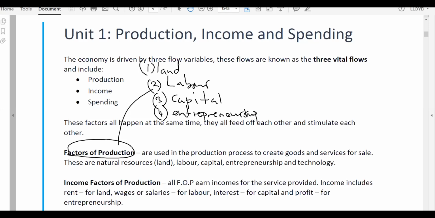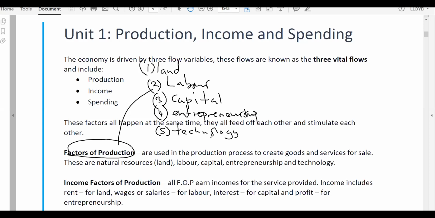And entrepreneurship. So these are the four factors of production. Sometimes economists also define a fourth factor of production, which is technology. It's also sometimes put in, but some argue that technology is part of capital. So that is why most of the time when they say four factors of production, you're coming from land, labor, capital and entrepreneurship. But don't be surprised to see some literature mentioning technology. We can also define it as a factor of production.